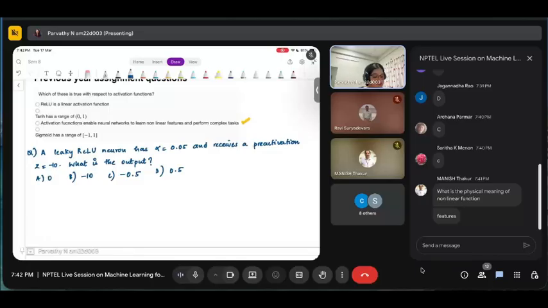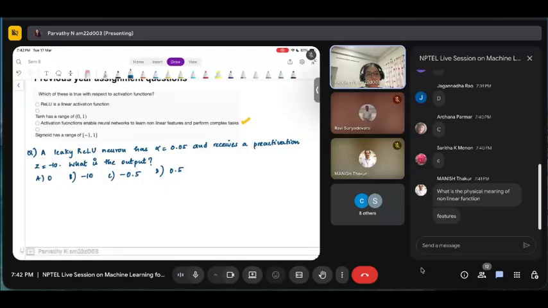So the question is, a leaky ReLU neuron has alpha equal to 0.05 and receives a pre-activation Z equal to minus 10. What is the output? A is 0, B is minus 10, C is minus 0.5, D is 0.5.